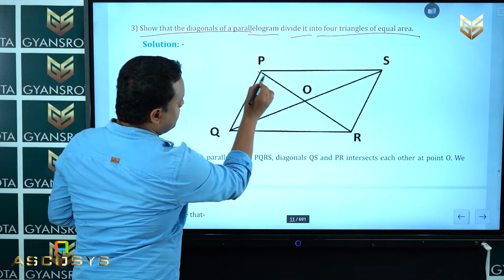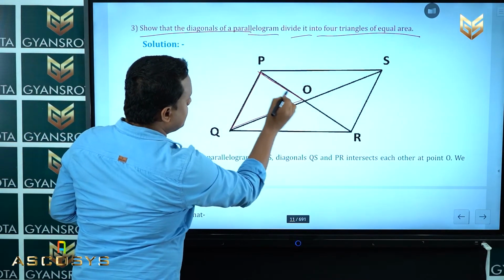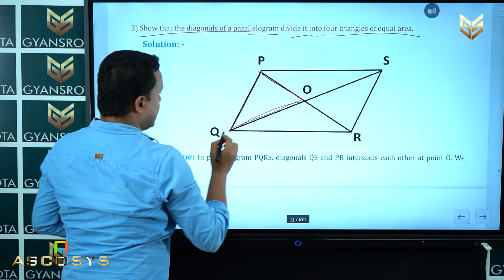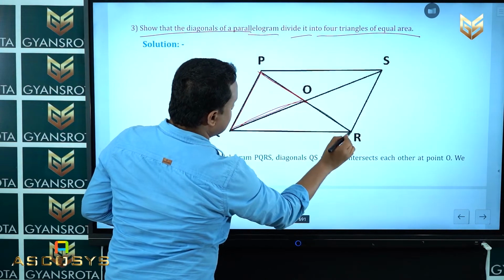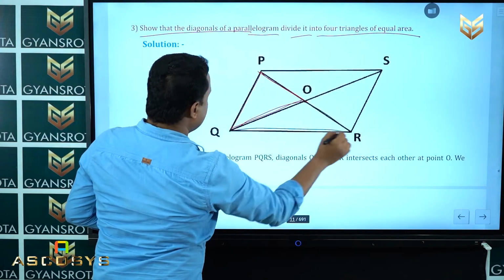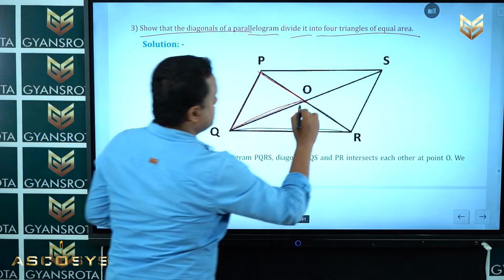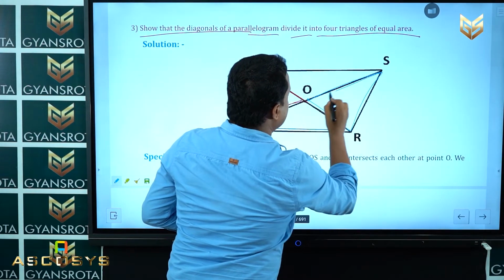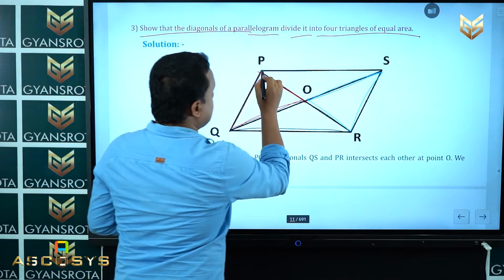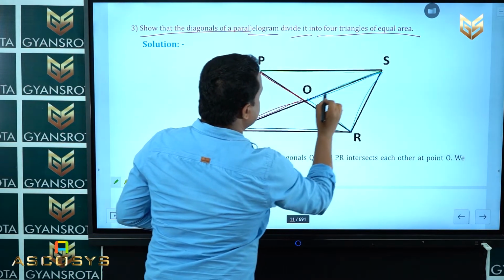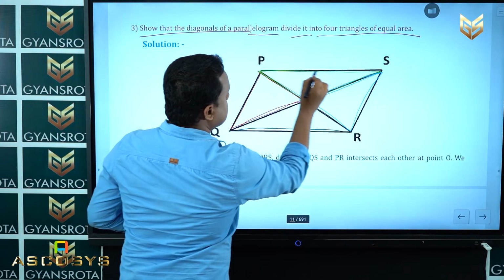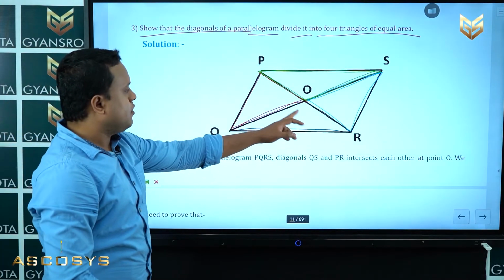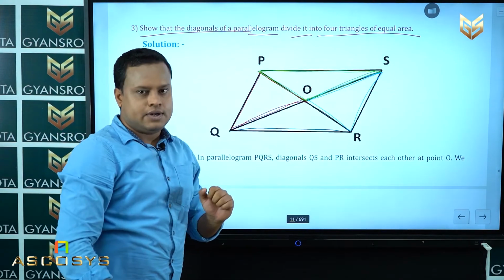We need to show that the area of this triangle OPQ equals the area of this triangle OQR, this triangle ORS, and this triangle OPS or OSP. So we need to show that the areas of all these 4 triangles are equal.